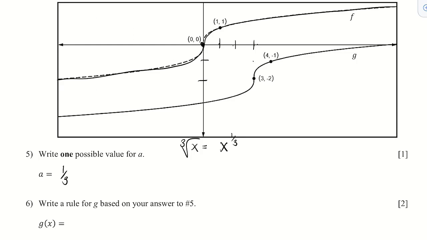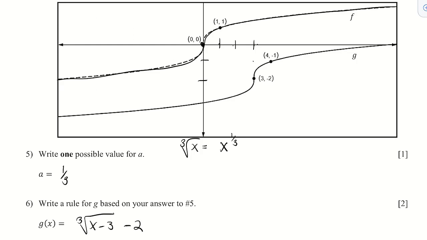So I'm going to write this as the following. I'm going to say the cube root of x. Now, if I want to go 3 units to the right, I'm going to write that as x minus 3. And if I want to go 2 units down outside of the radical, I'm going to write minus 2, and that's going to be our function.